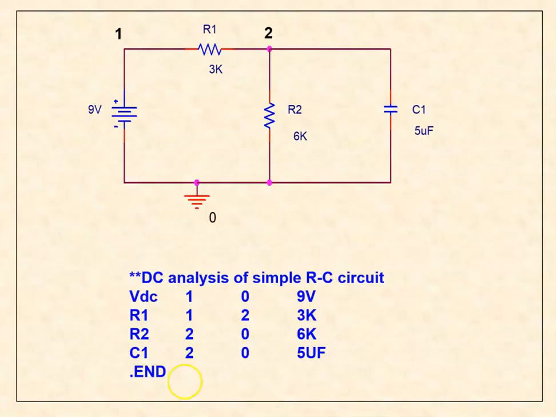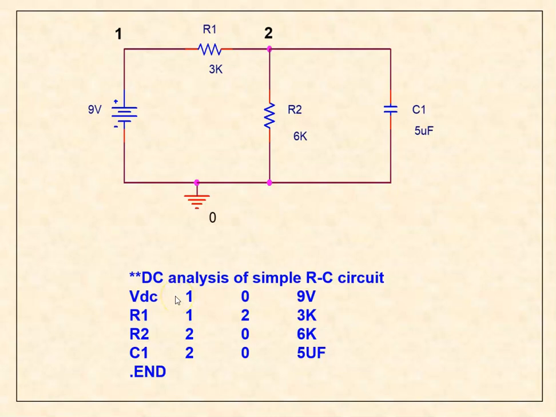For example, consider the given example circuit. It consists of a 9 volt DC input, 2 resistors R1, R2 and 1 capacitor C1. First we will write down the nodes. Now we are going to write down the SPICE program. The SPICE program consists of the title of the program. The title is: we are going to perform a DC analysis of a simple RC circuit.